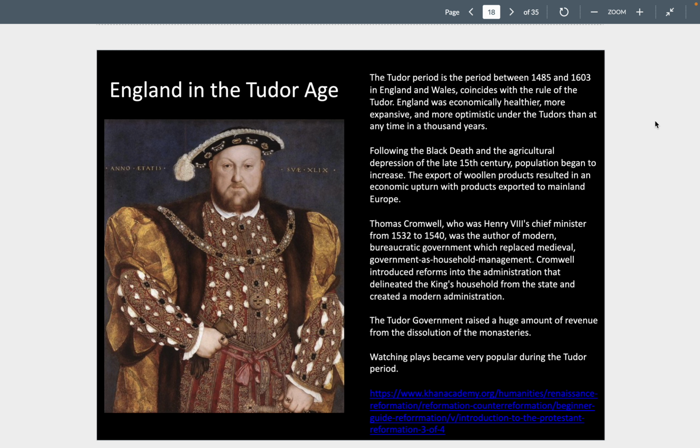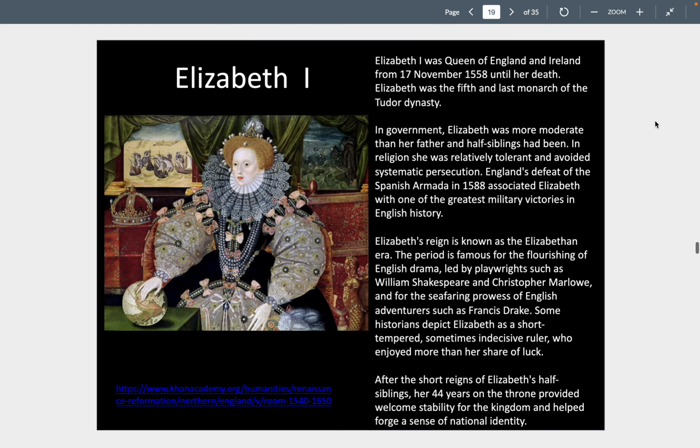In England, we have a great Renaissance through the Tudors and Henry VIII. He is going to change the religion from Catholic to the Church of England, and they are going to raise revenue in the dissolution of the monasteries, and also watching plays becomes very popular during the Tudor period. And especially the height of it is from Elizabeth I. So Elizabeth is a little more moderate than her predecessors have been.